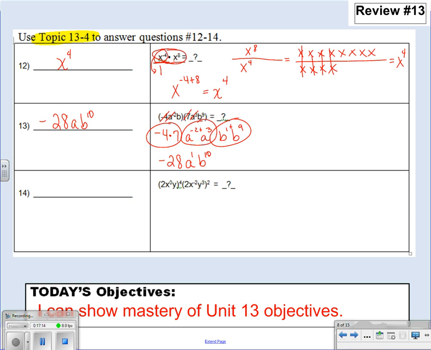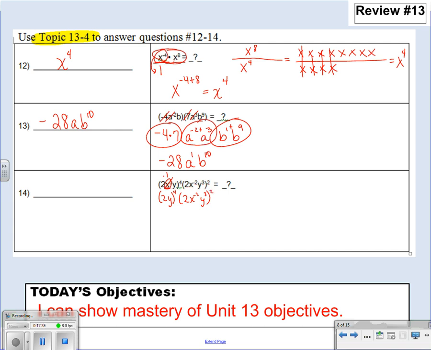On 14, notice we have a number or variable raised to the 0 power. We know that equals 1. So this first one is actually 2 times 1, y to the 4th, which is just 2y, that whole quantity raised to the 4th. So now we have exponents that are negative as well as exponents outside the parentheses.